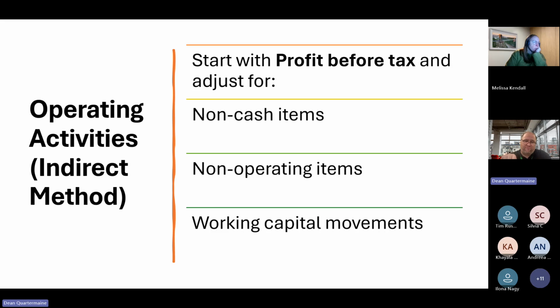So we're going to start with profit before tax, adjust for any non-cash items. We're going to look at what they are in a minute. Anything that's a non-operating item, and then adjust for your working capital movements. So movements in inventory values, movements in all your other working capital, so receivables and payables.